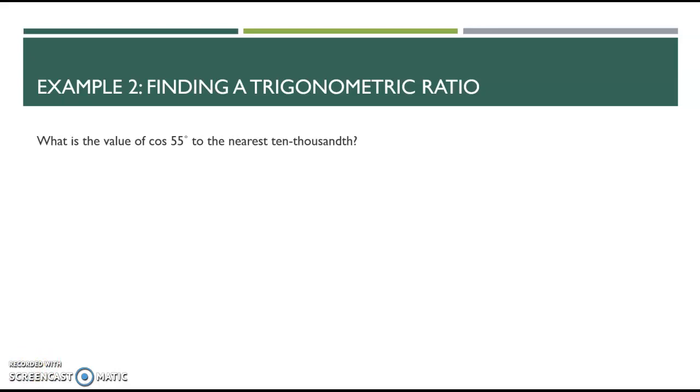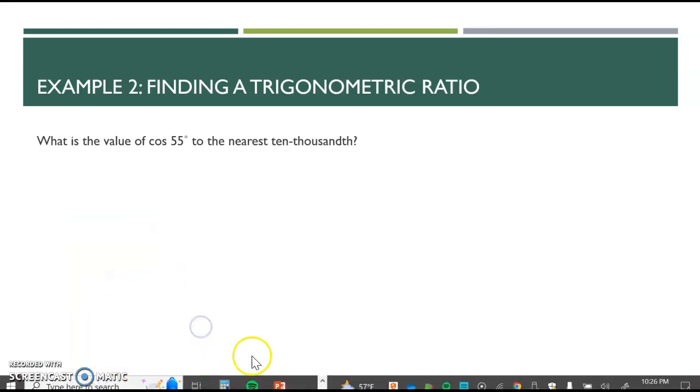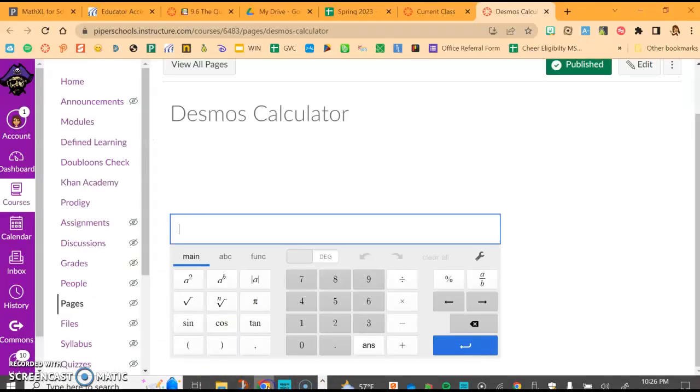All right, so we are going to find the cosine of 55 degrees. We want to go to the nearest 10,000th. On the calculator, which I have, but of course in presenter mode, it doesn't want to pop up. And this is on your handheld calculators as well. You have your sine, cosine, tangent. You want to make sure that you're in degree mode. If you're not sure, feel free to ask and I'll help make sure that you are in degree mode.